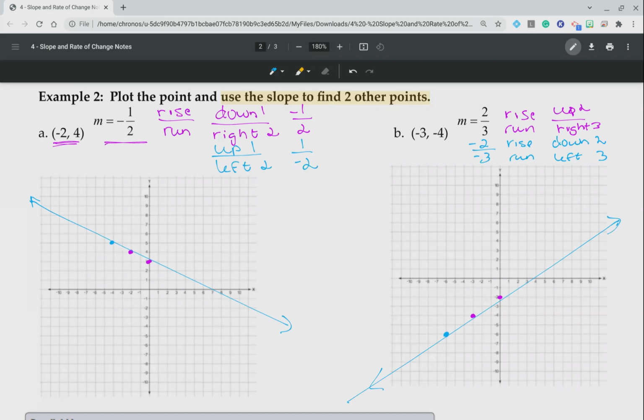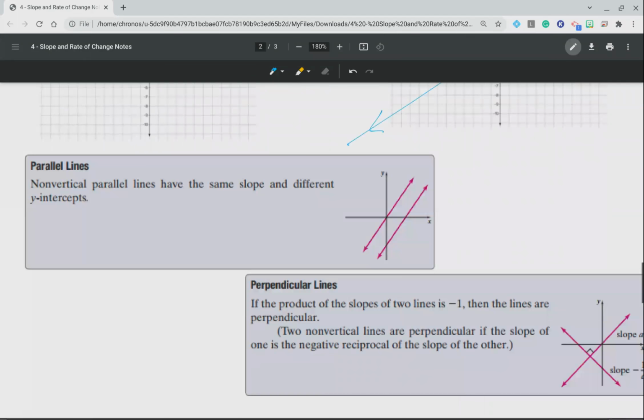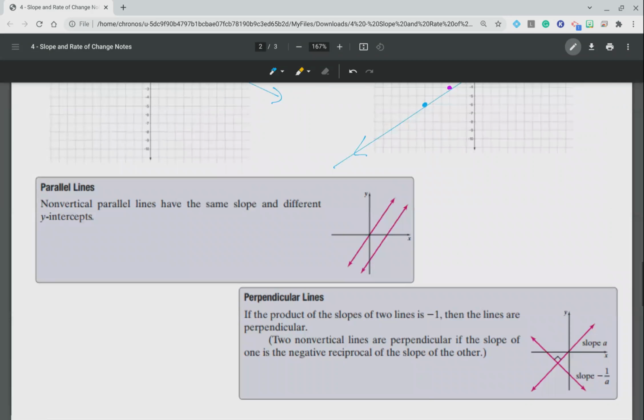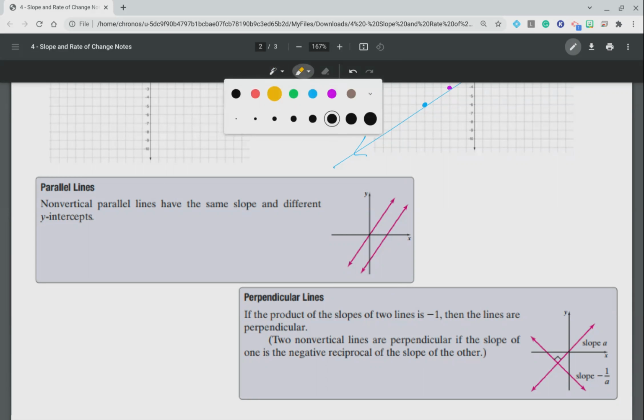Okay, now just one more thing that we're going to briefly touch upon are parallel and perpendicular lines. So parallel lines have the same slope, but different y-intercepts. Okay, so these lines over here are parallel lines. They are 2 lines that never intersect, and they have the same slope. Parallel lines always have the same slope.